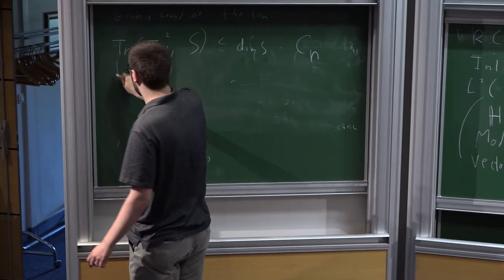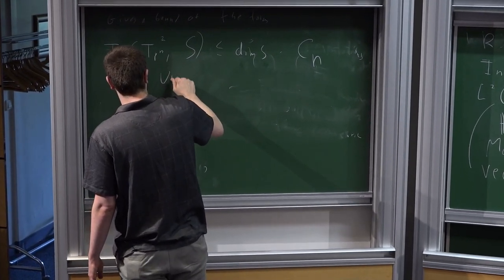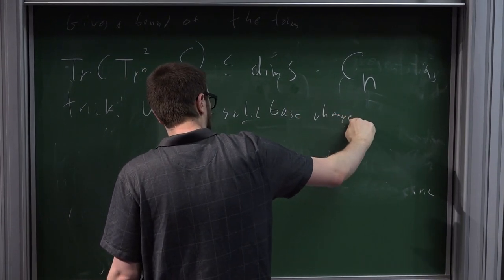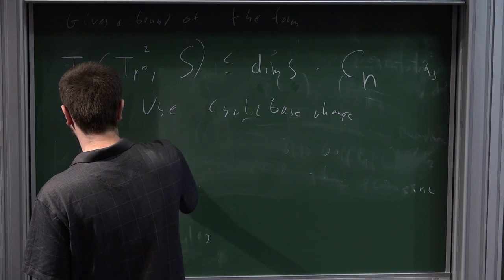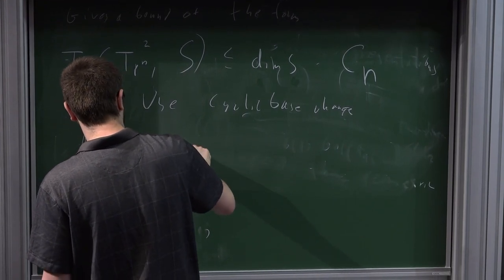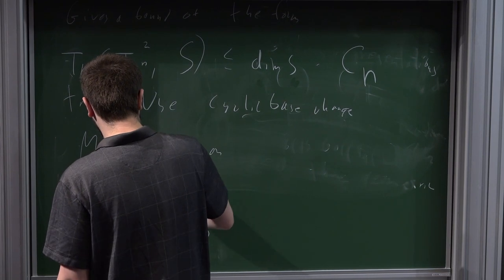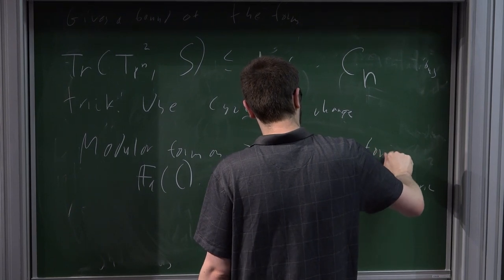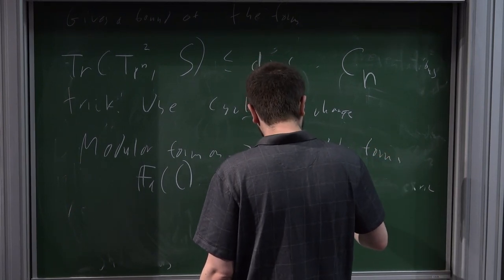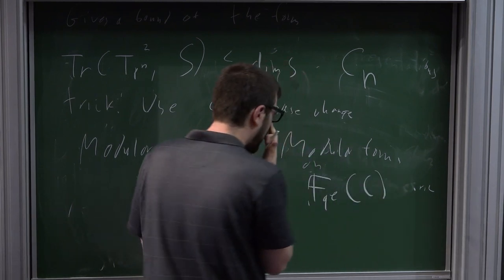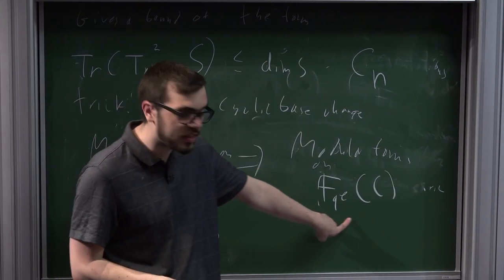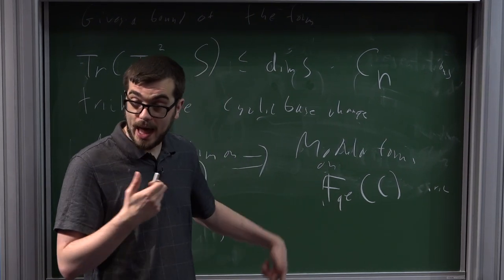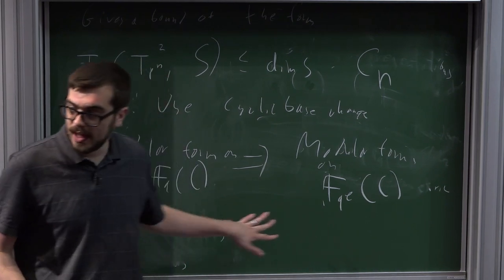And so there's a trick, which is to use cyclic base change. There's some theory that, given a modular form on F_q of C, will produce modular forms on a field extension, any cyclic field extension, and we're going to apply it to a specific cyclic field extension, F_q^e of C, an extension of the base finite field. And the Hecke eigenvalues on the two sides can be related.